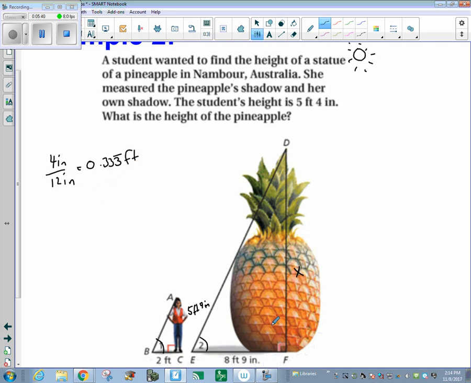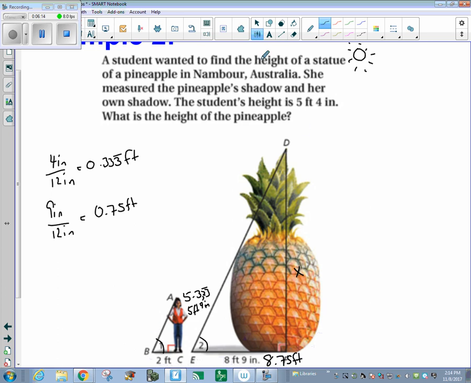And over here we have 9 inches, and so we'll take the 9 inches and also divide it by 12 inches, and that'll turn it into feet. Again, you could turn this all into inches, and it would work just the same. I just don't feel like multiplying. I'm going to deal with the decimals here. So 9 out of 12 is 0.75 feet. And so now we have that the student is 5.333 feet repeating, and the pineapple shadow is 8.75 feet.